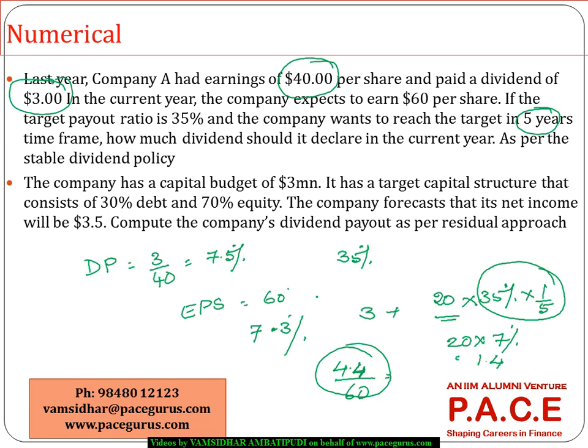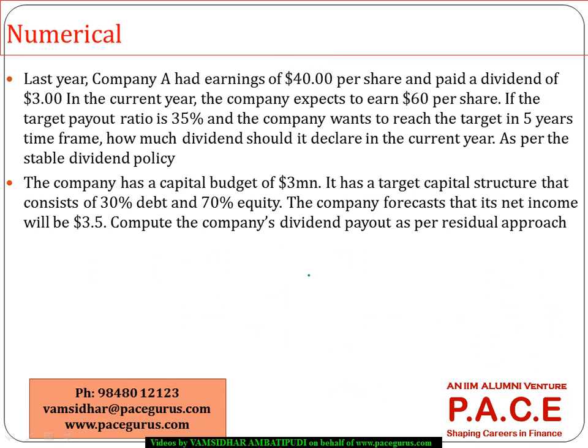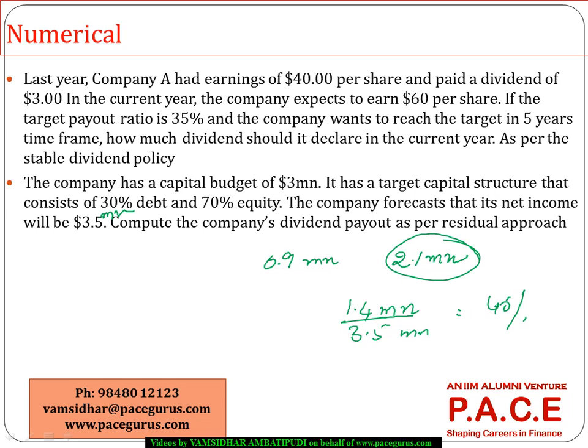Then look at the other one. A company has a capital budget of 3 million. Target capital structure is 30% debt and 70% equity, which means 0.9 million it will raise in the form of debt and 2.1 million in the form of equity. Net income will be 3.5 million, so out of that 2.1 million will be retained and 1.4 million can be paid as a dividend. So the dividend policy is 1.4 out of 3.5, resulting in a 40% dividend payout ratio. This is how I can use the residual approach to compute the proportion of the dividend.